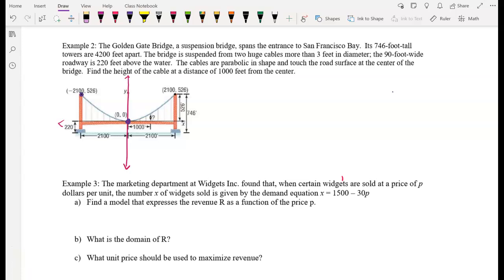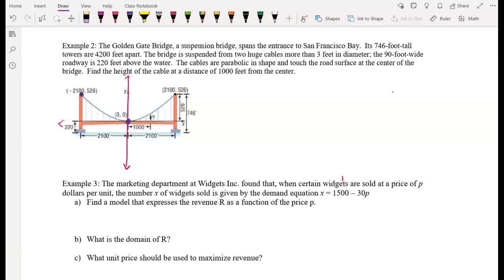All right, example 2. The Golden Gate Bridge, a suspension bridge, spans the entrance to San Francisco. Its 746-foot tall towers are 4,200 feet apart. The bridge is suspended from two huge cables, more than 3 feet in diameter. The 90-foot wide roadway is 220 feet above water. The cables are parabolic in shape and touch the road surface at the center of the bridge.